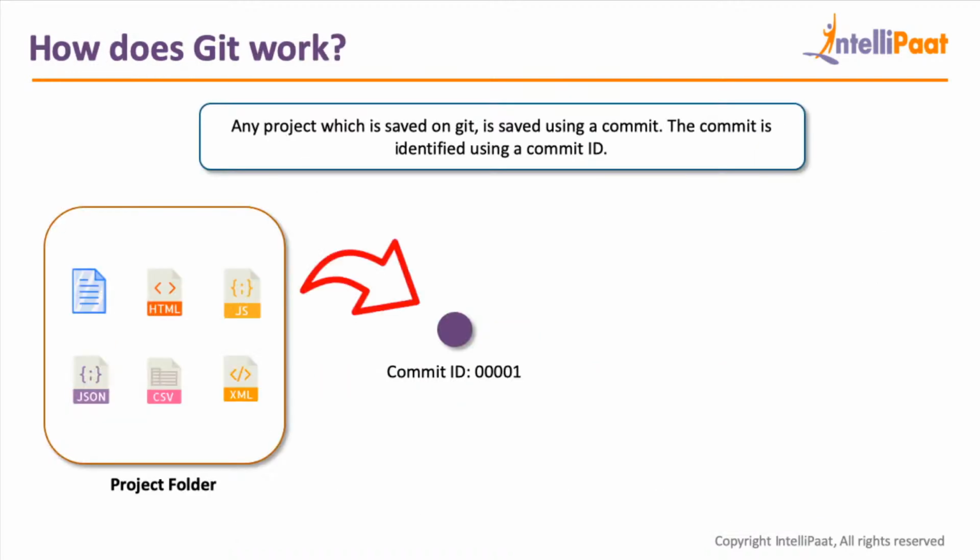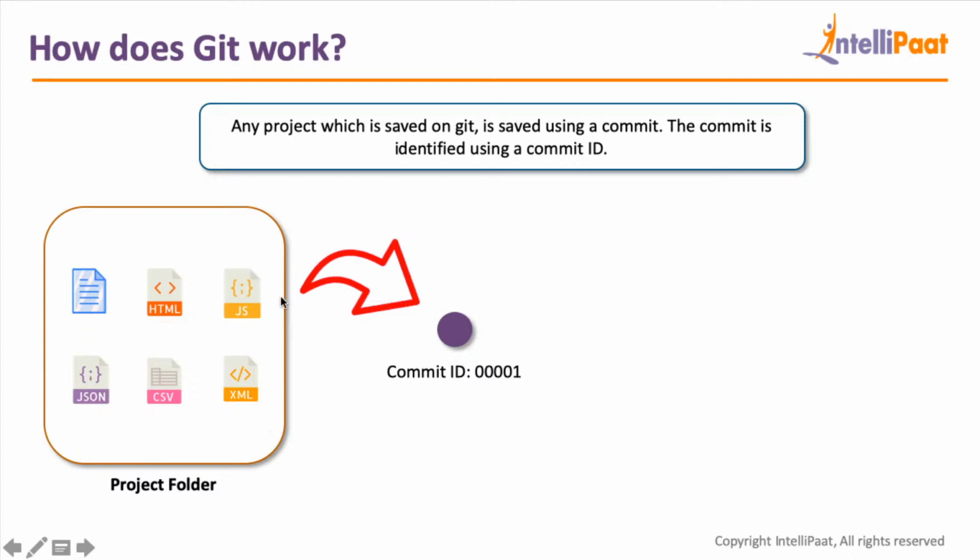Okay, moving forward, now let's understand how Git works. So let's say I have a folder, I have this working directory where I have different kinds of files. I have some HTML files, I have some JavaScript files, I have some JSON, I have some CSV, I have some XML. So for this project folder, first I initialize, I stage all these files that I want to save, and then I pass in the git commit command. Now, when I pass in the git commit command, all these files will be saved inside the Git version control system.